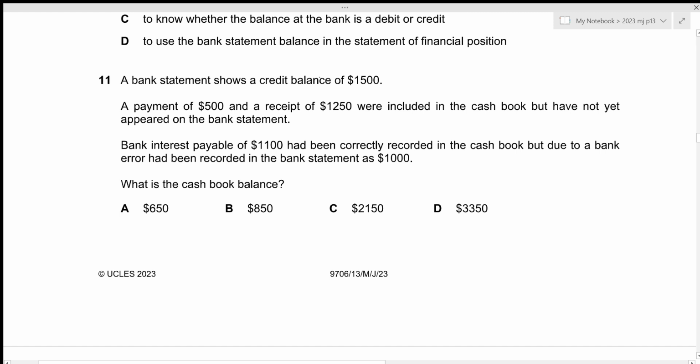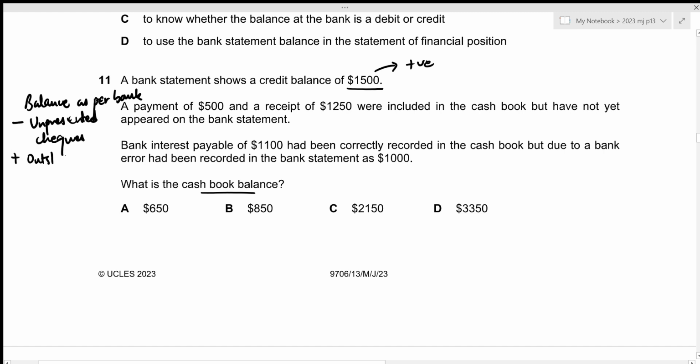Let's move towards the 11th question. A bank statement shows a credit balance of 1500. Credit balance means that this is positive. Now we need to figure out the cash book balance. Again, we need to prepare our bank reconciliation statement. Since we're starting with the balance as per our bank statement, we need to subtract all of our unpresented checks and add all of our outstanding bankings. And this will give our balance as per the cash book or the cash book balance.